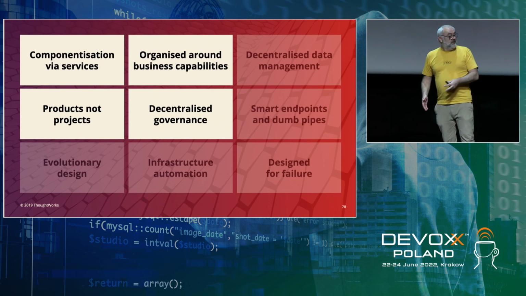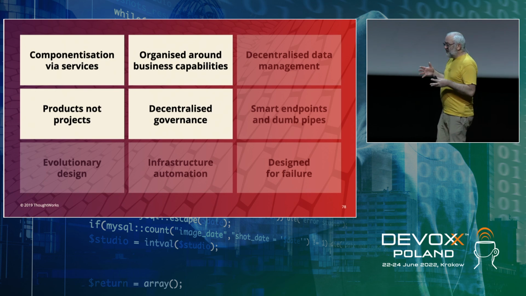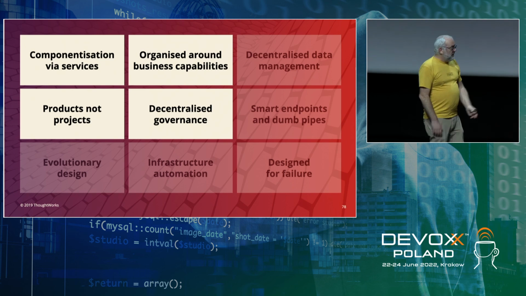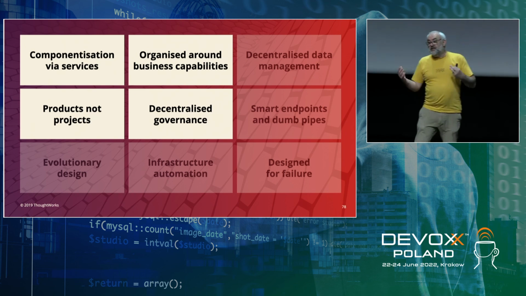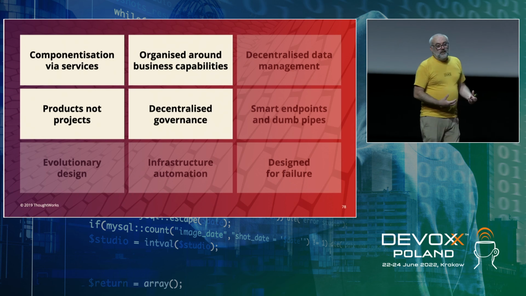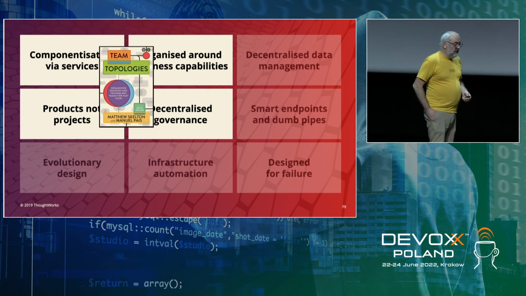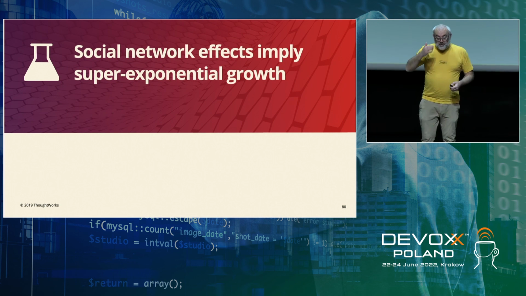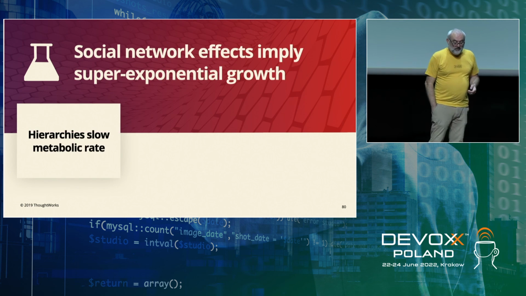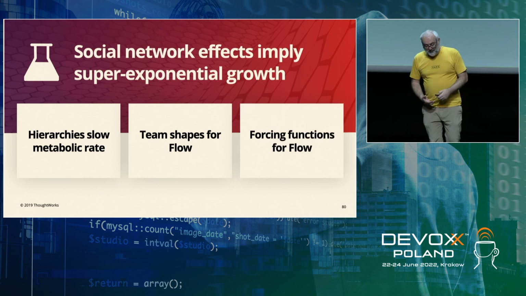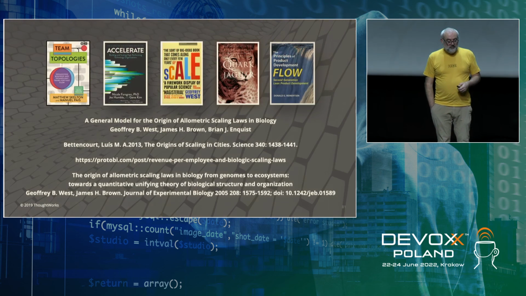So to summarize, I said right at the start that this was my 30-year journey or whatever it is. I'm 47, I started programming when I was 9. This is where I've come to, right? This set of characteristics of microservices, and then fundamentally these three simple principles around how to optimize software development, software architecture, and our organizations to improve flow. And it's based on Team Topologies, it's based on Accelerate, based on a bunch of other stuff. And finally, this idea of social networks. They imply super exponential growth. Hierarchies slow metabolic rate. Essentially, can we use team shapes that optimize for flow and use forcing functions to improve flow? This is the set of research that I used to put this talk together.